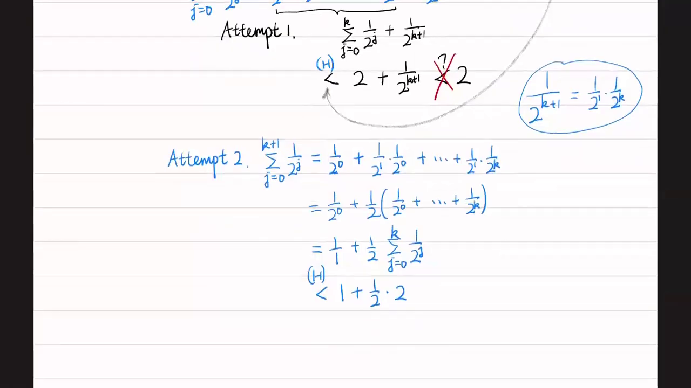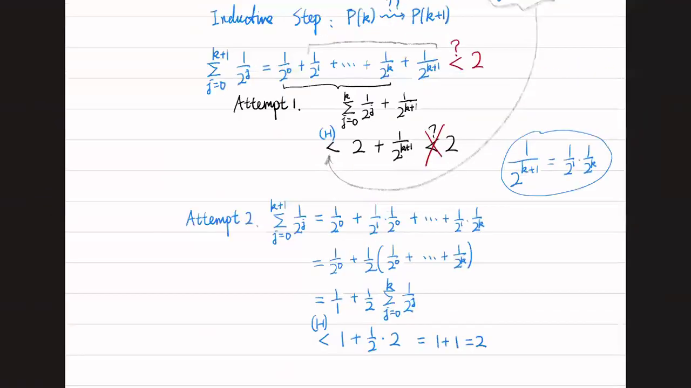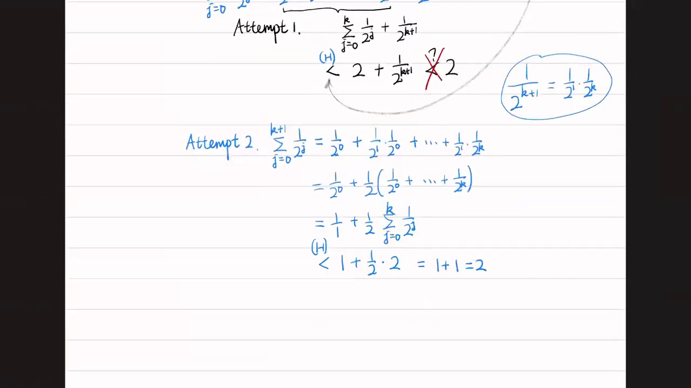Now it's easy. 1/2 times 2 is just 1. So this is 1 plus 1 equals 2. Okay, so this completes the proof for the inductive step. We use the hypothesis that this is less than 2 and derived this is also less than 2. This completes the inductive step, which also completes the proof of the theorem.